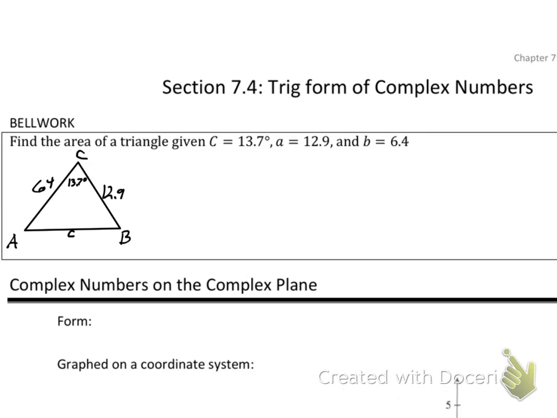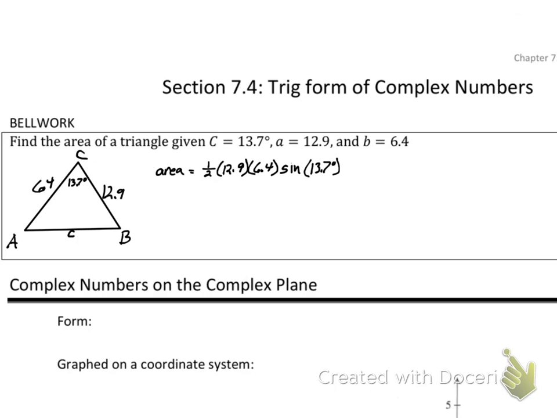Anyway, so on page 318, there's a formula that says that if you have side angle side, you can go right ahead and say that area equals half of the two sides you know. So that would be 12.9 times that 6.4, and that would be times the sine of 13.7 degrees. And if you just go ahead and throw all that in your calculator, you come up with your answer being 9.7. So that's 9.7.